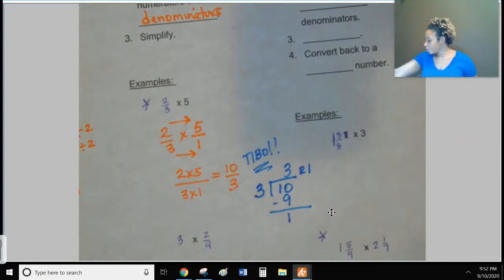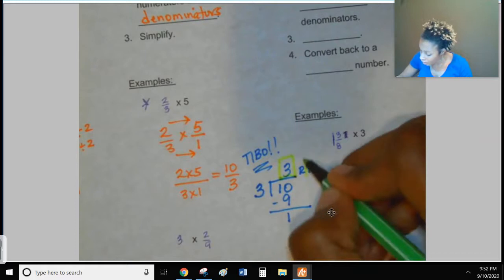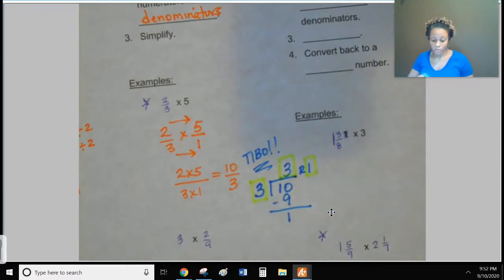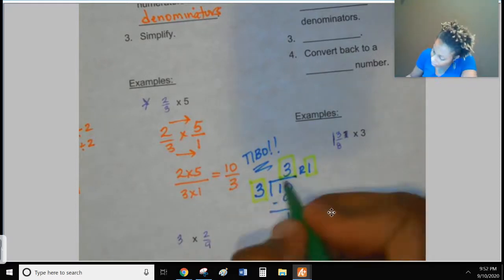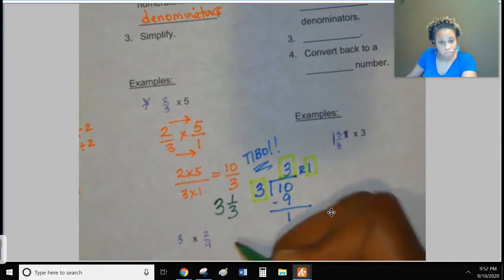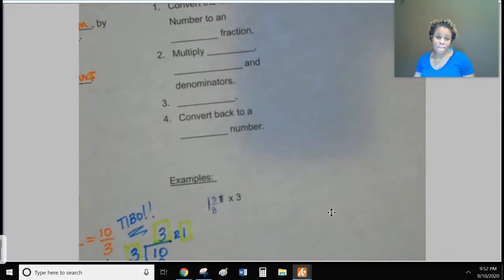We want to remember the parts that we need to make our mixed number. We need our quotient, we need our remainder, and we need our divisor, which is also known as our original denominator. So what's going to be my mixed number? 3 and 1/3. 10/3 is the same as 3 and 1/3. So we're done. Let's look at what happens when you multiply a fraction times a mixed number.